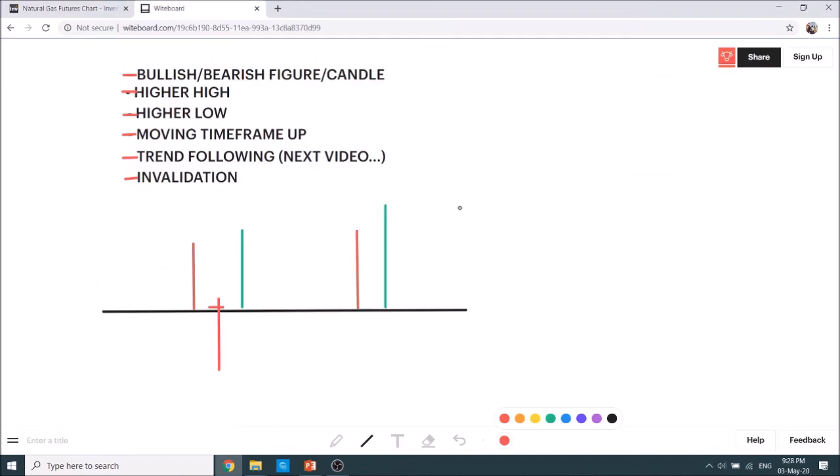Size the position accordingly, and make sure the stop loss is in an adequate position, so that it won't trigger a massive loss on your account. So yeah, that's about it.